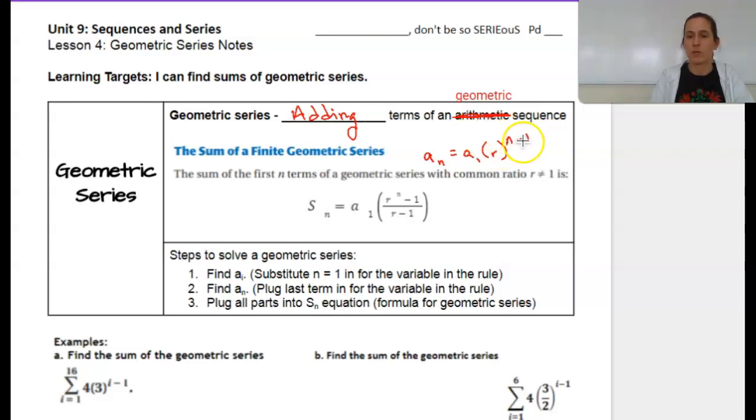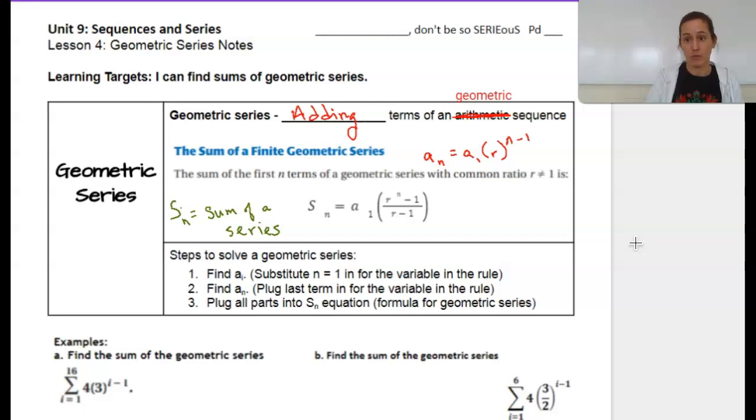So the n minus 1 represents all of the terms before it. If I have the 14th term, n minus 1 would be the term before it, which is the 13th, the 12th, and so on. S sub n represents the sum of a series. In order to solve a geometric series, there's a couple steps.